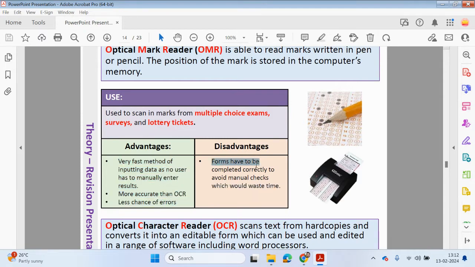However, forms have to be completed correctly to avoid manual checks, which would waste time. So if you've scribbled in something across the B and C, then the optical mark reader might have some difficulty reading which answer you've put in correctly, which answer you want to go with, either B or C. If it was a human checking, maybe they could differentiate which one you've gone for.